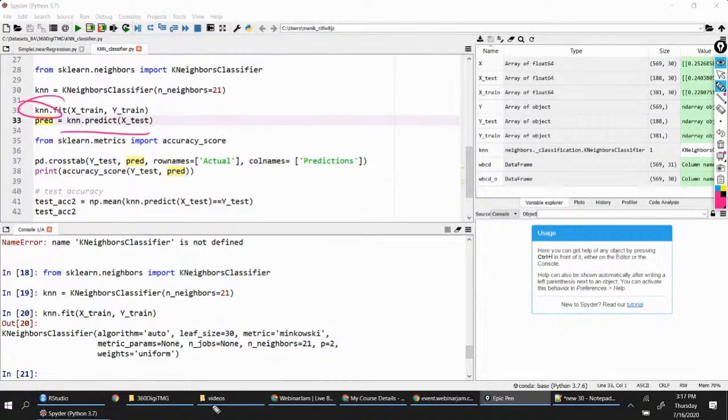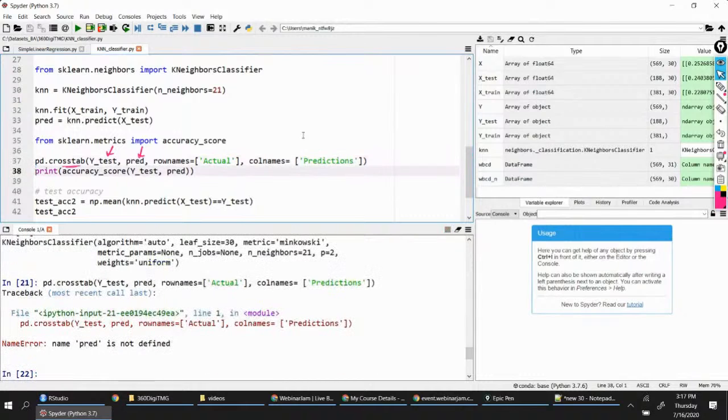Now from that equation, I will have to predict. Right? I have to predict the value. And in order to predict, we try and use cross table, passing the actual data and predicted value. And when we do it, again, predict is not defined. What did I not predict? Okay, I did not predict this. So let me predict this.